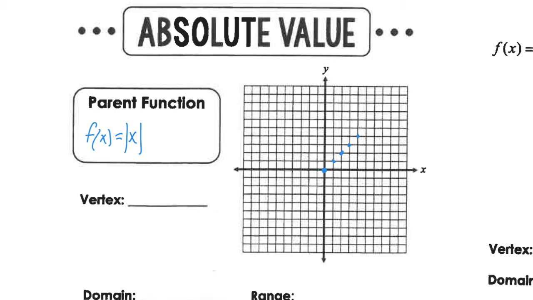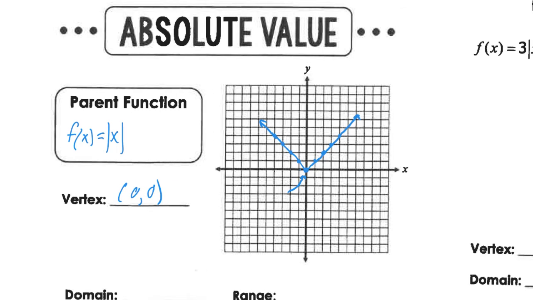But then in the negative direction, the absolute value of negative 1 would be positive 1. Negative 2 is going to be positive 2. And it's going to continue that pattern forever. So the absolute value is always shaped like a V. The vertex of the absolute value is that point where the two lines meet in the middle of the V. So that's what we call the vertex.